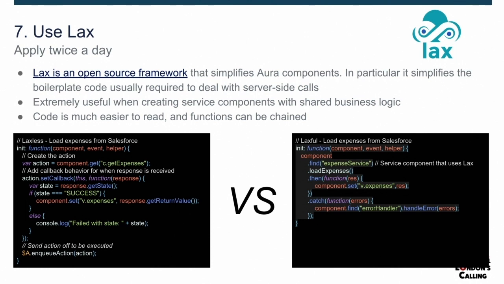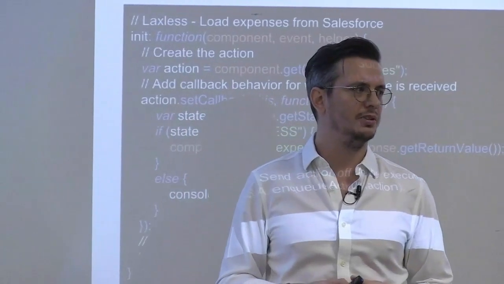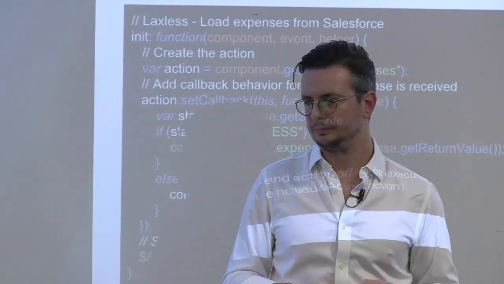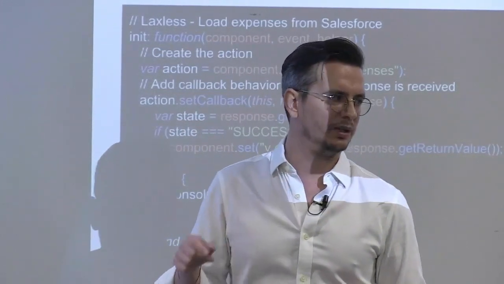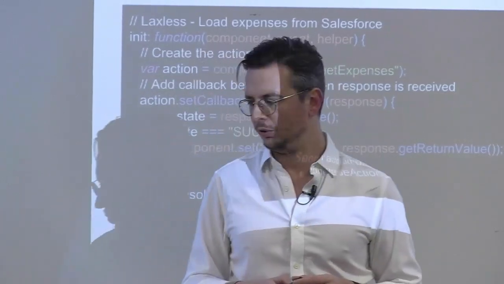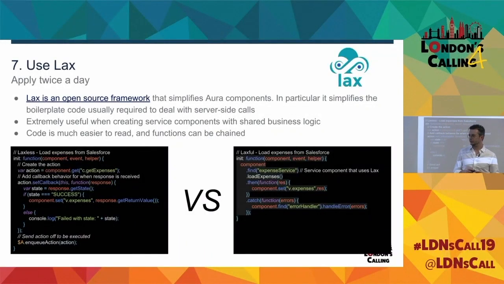Effectively, what Lax does is it reduces the amount of boilerplate code that you need to write within your Lightning components. So on the bottom left, you will see the typical approach to call an Apex controller method from a Lightning component. You'll probably recognize the boilerplate code quite well, because if you've written a Lightning component, you've written that boilerplate code hundreds of times. So you'll see that you need to do things like set the callback. You need to handle the different states in an if-else statement, which I don't feel is particularly neat. And the old famous enqueue action function is there at the bottom.